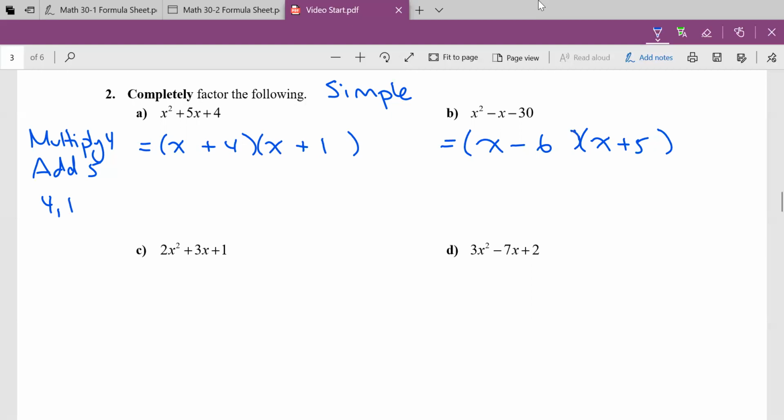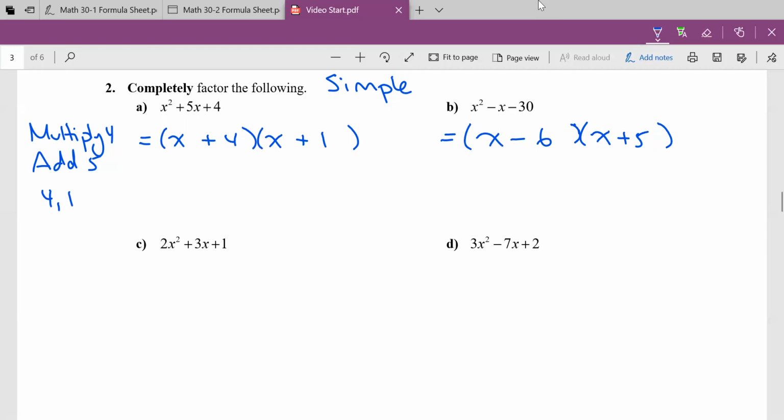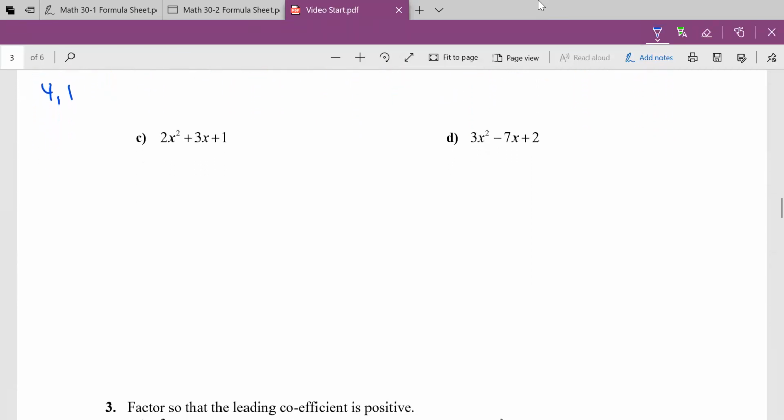Okay, now those two are called simple trinomials. You can probably do them in your head. The next two are called complex trinomials. Now, they're not called complex because they're more difficult to do. They're called complex because of the type of answers they can give us. But the name is fitting because, yeah, there is more work to do.